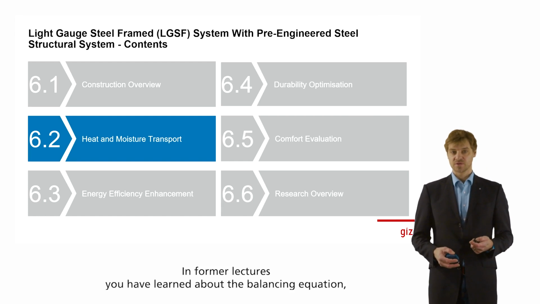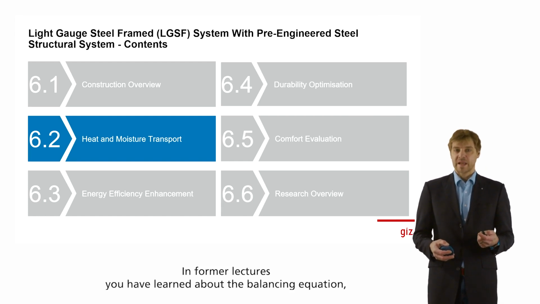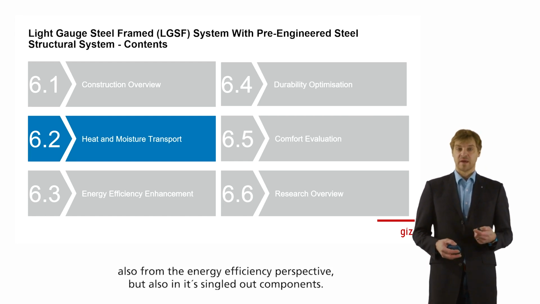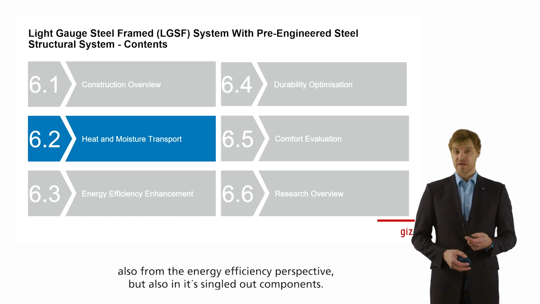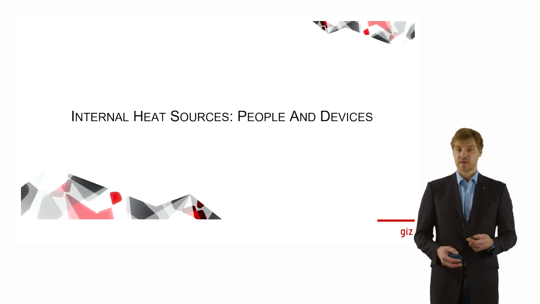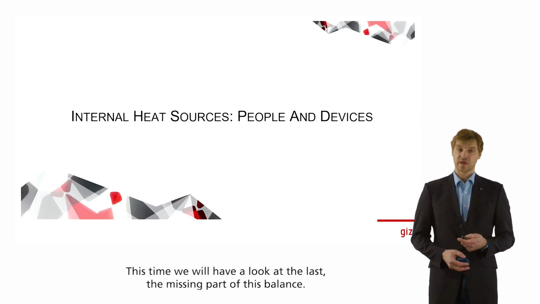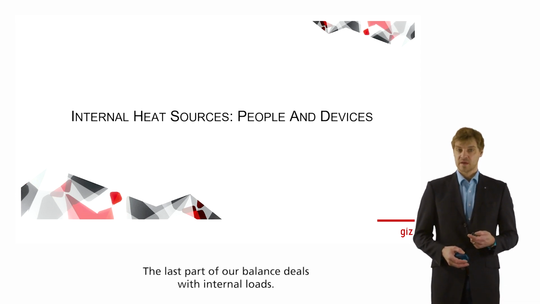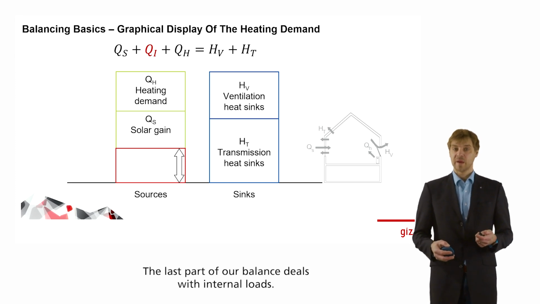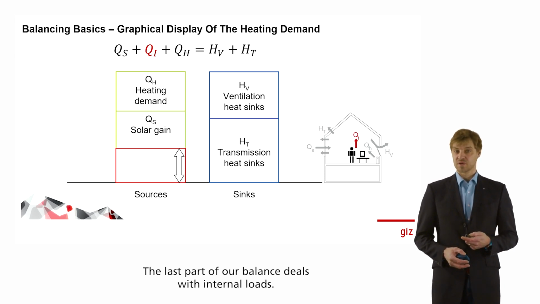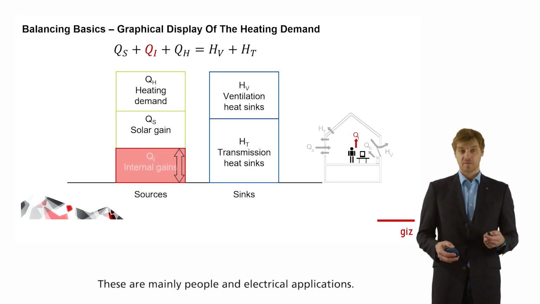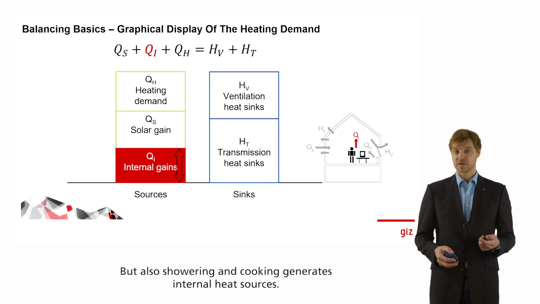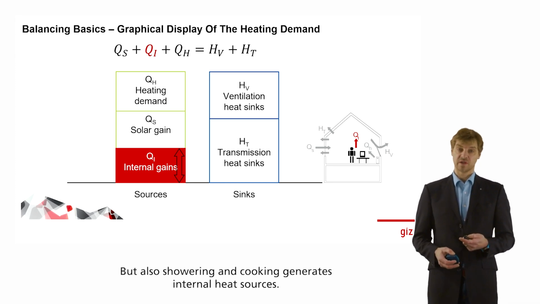In former lectures, you have learned about the balancing equation, also from the energy efficiency perspective, but also in its singled out components. This time, we will have a look at the last missing part of this balance. The last part of the balance deals with the internal loads. These are mainly people and electrical applications, but also showering and cooking generates internal heat sources.